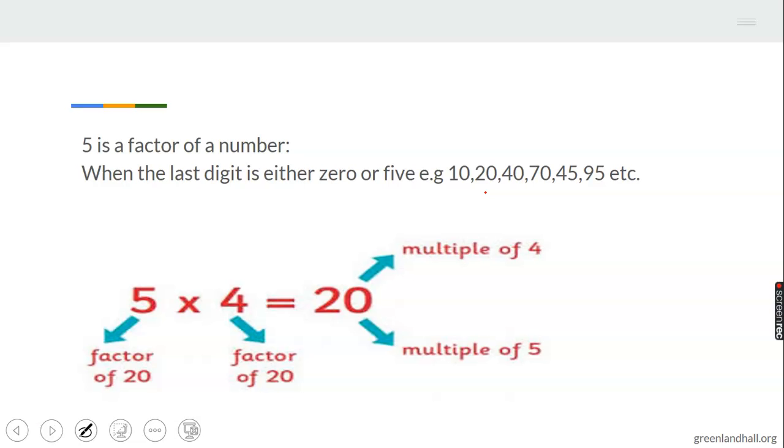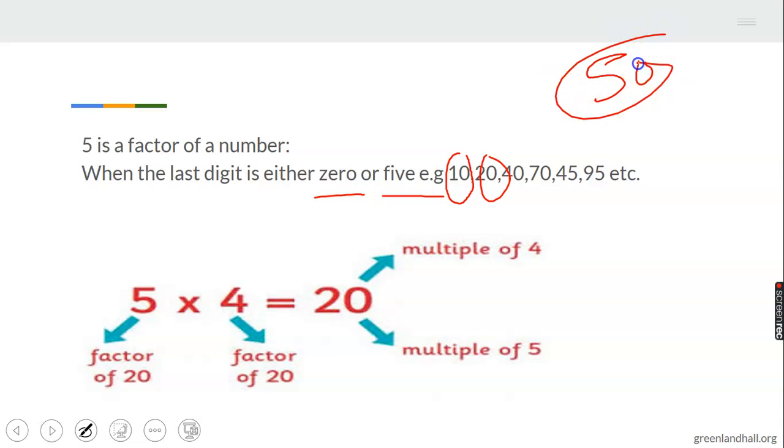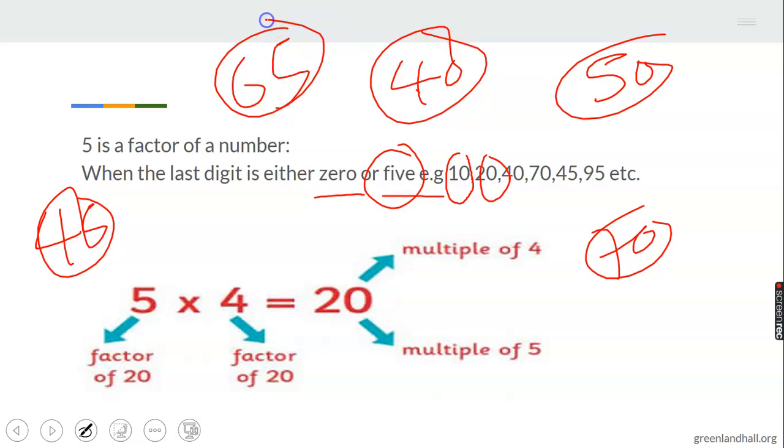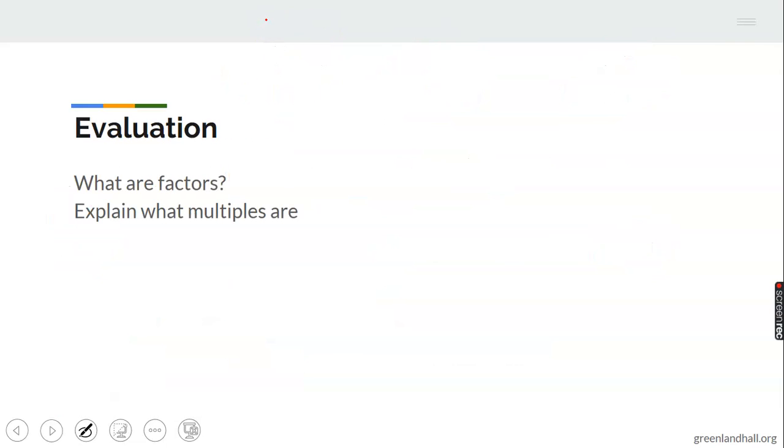5 is a factor. When do you use 5? When the last digit is either 0 or 5. You know 5 can go here because that's 0. Any number that has 0, 5 can divide it. 40, 5 can divide it. 170, 5 can divide it. Now, when the number ends also with 5, 5 can work. 45, 5 can divide. 65, 5 can divide it. It's so simple, boys and girls.